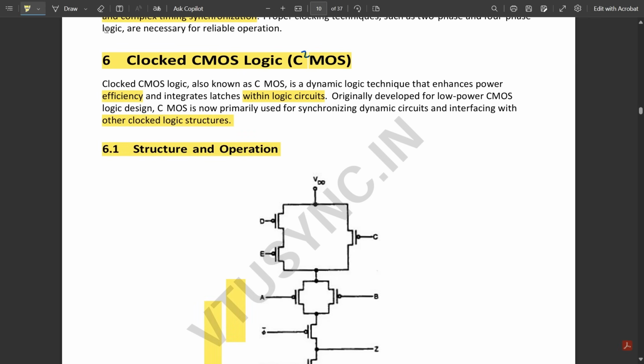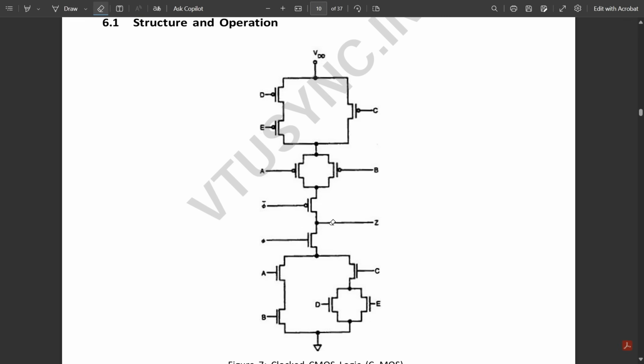In a simple way, how to define clocked CMOS logic: a clock signal is given to the CMOS logic. It is the same as complementary CMOS only, but one clock signal is given, and that clock signal is the combination of one PMOS as well as one NMOS transistor. Okay, so if you see the structure, you will come to know.